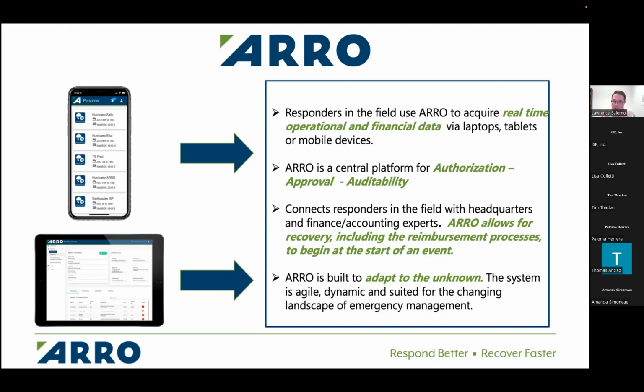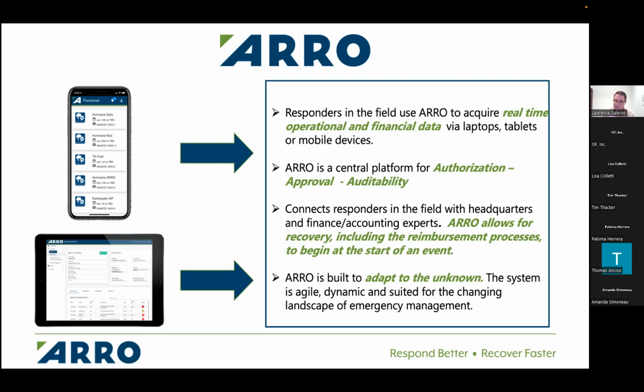In general, ARRO is a central platform for authorization, approval, and auditability, so it allows you to do all of those things via the platform. It allows for recovery, including the reimbursement process, to begin at the start of an event. ARRO tracks costs, not only of people, but of equipment and the purchases made. So it allows you to start claiming Cat B reimbursement at the beginning of an event.